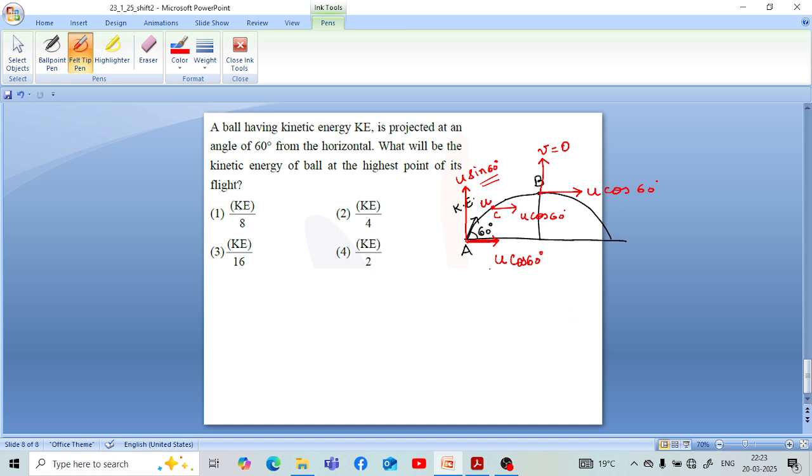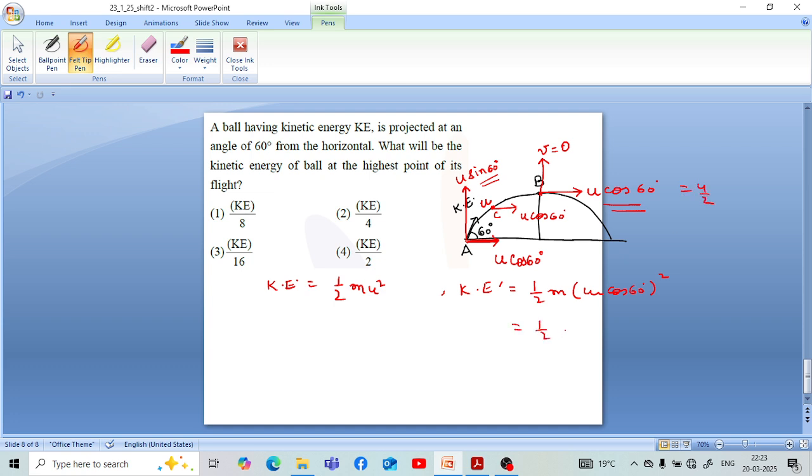So we can say that the kinetic energy at the initial point, Ke, is equal to half m u square. The kinetic energy at the topmost point, let us call it Ke dash, is equal to half m of u cos 60 whole square, because at the topmost point the horizontal component of velocity is u cos 60, and cos 60 is 1 by 2. So this value is u by 2.